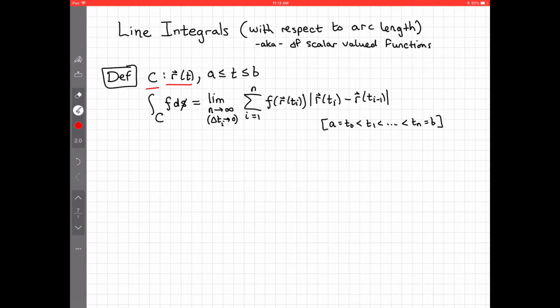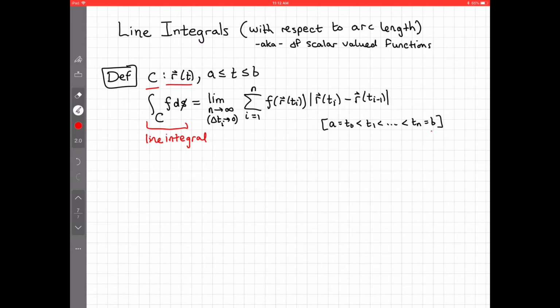And we have the line integral, specifically the line integral of f with respect to arc length along the curve C. Then we define that to be, as we do most integrals, the limit of a sum.